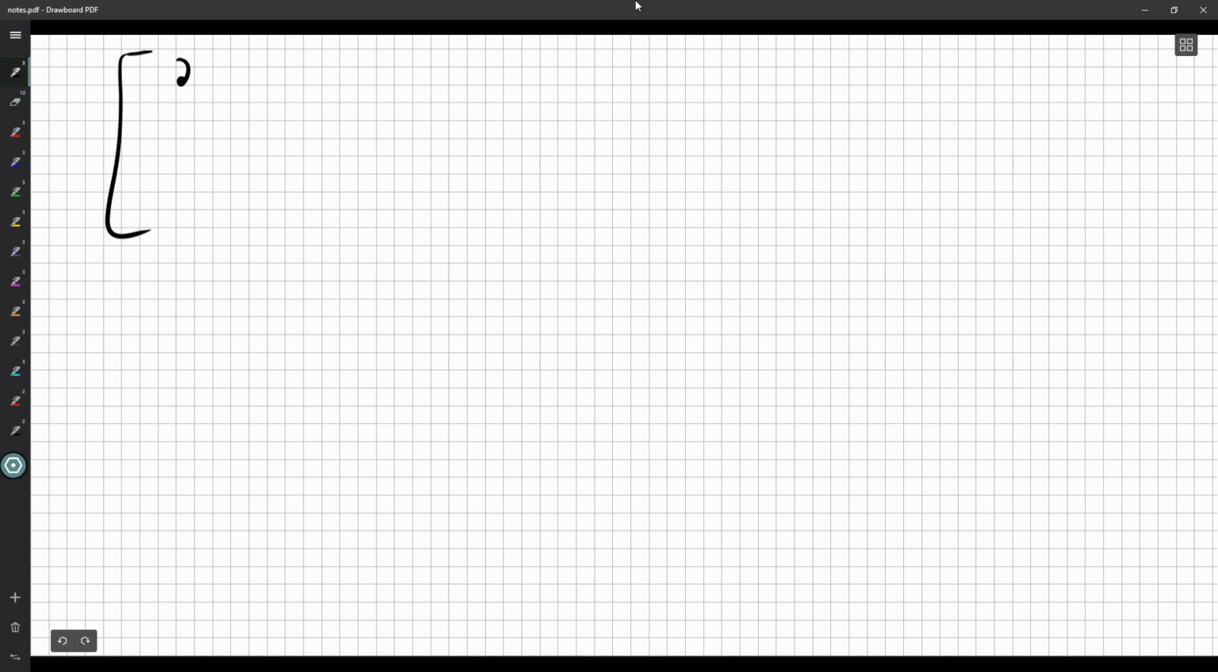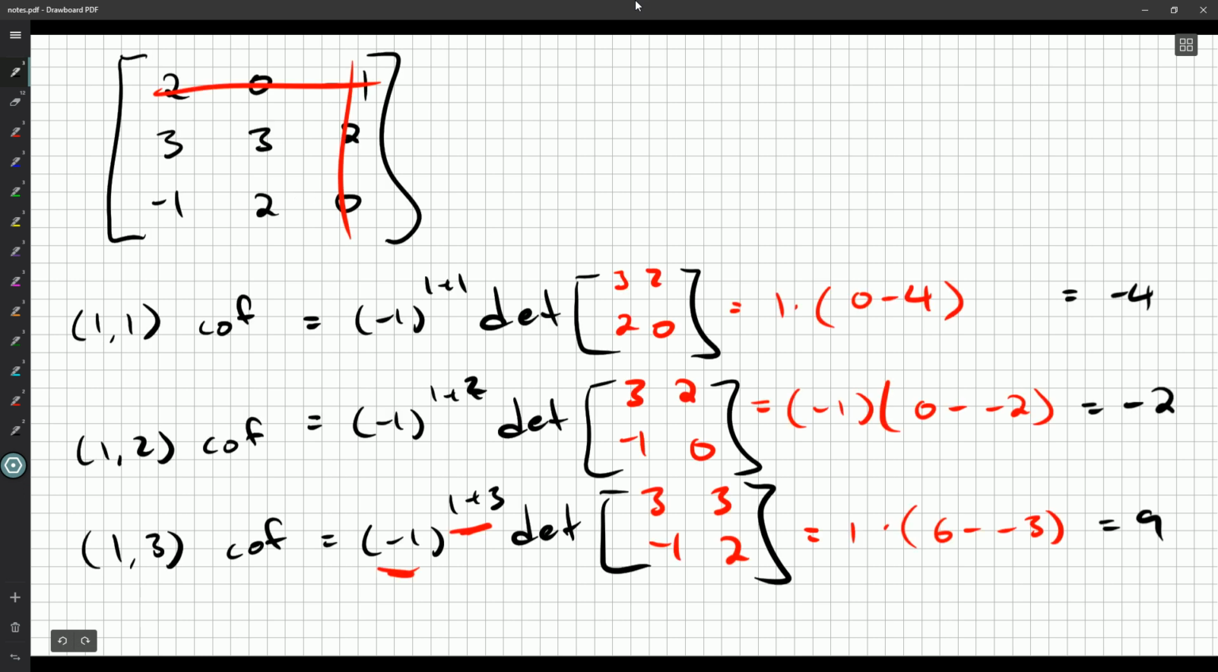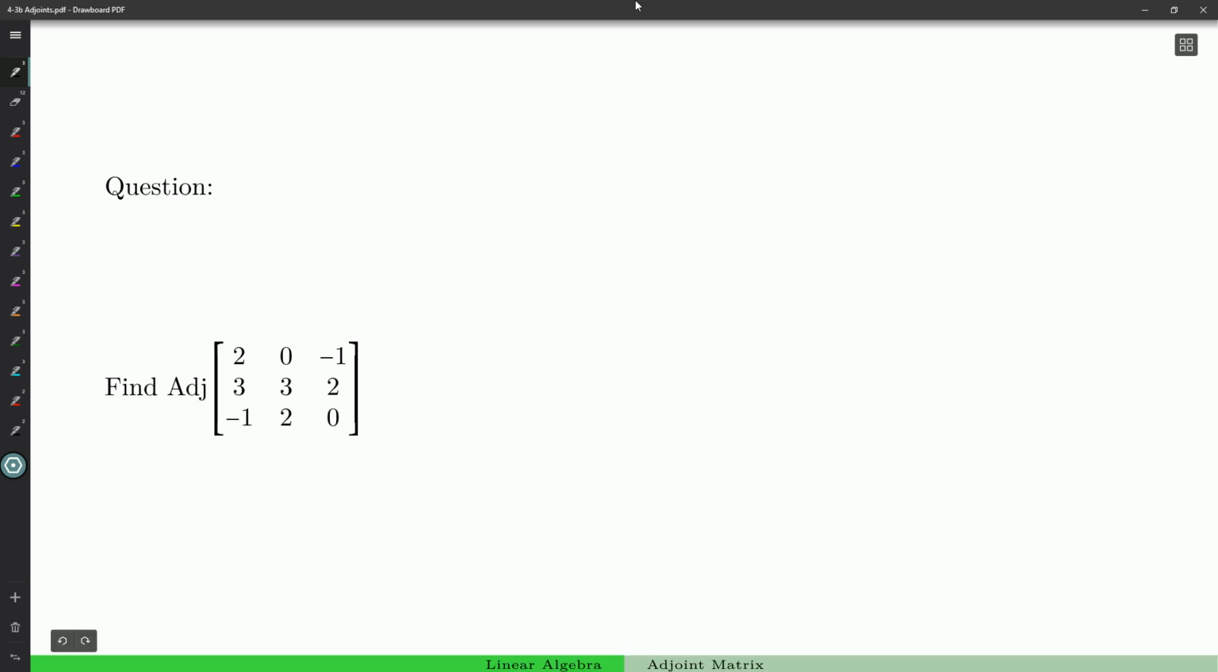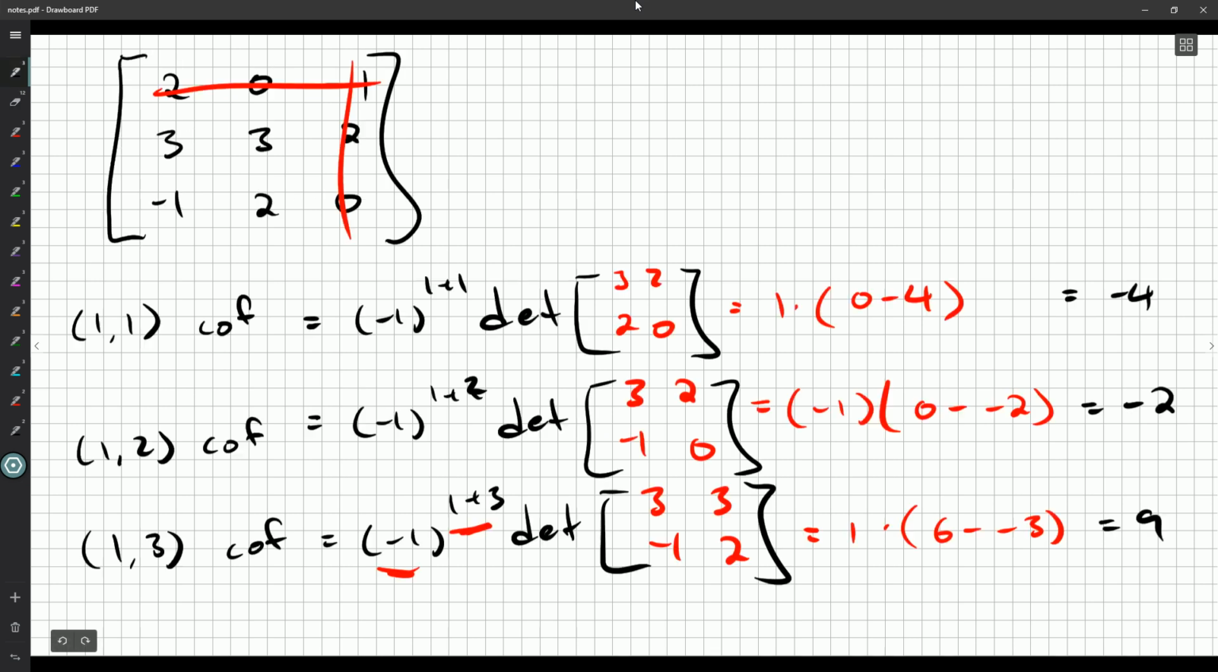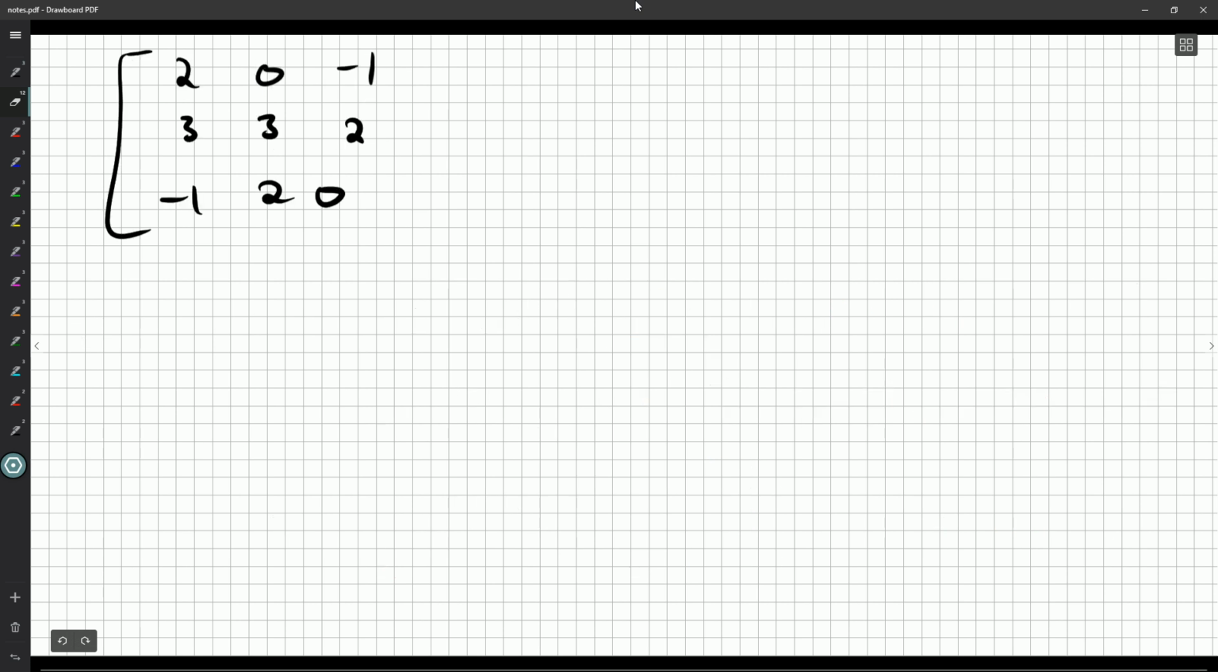Copy our matrix again. 2, 1, 0, 3, 3, 2, negative 1, 2, 0. I feel like I'm missing a sign or something. 2, 0, negative 1 on top. 2, 0, negative 1, 3, 3, 2, negative 1, 2. Okay. Now we're good.